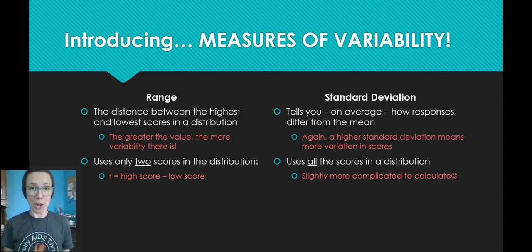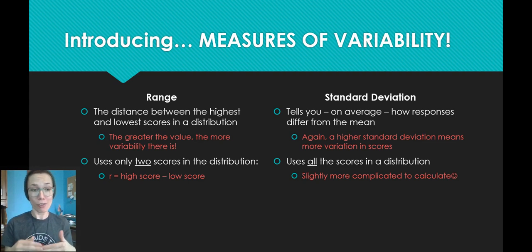So we're going to practice calculating this a couple of times, and I mentioned that in the next video that I'll do, I'll have a more detailed illustration of how this actually looks, so you can visualize what it is that we're doing when we're calculating standard deviation. So it is a bit more complicated to calculate.